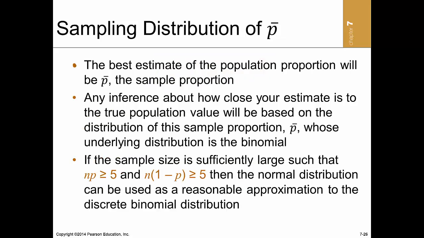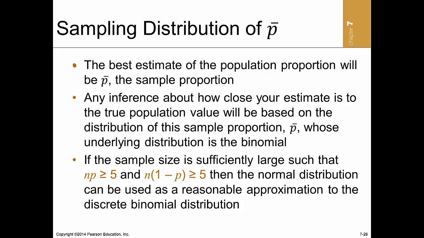In many instances, you'll be interested in determining the proportion P of all items in a population that possess a particular attribute. The best estimate of a population proportion will be p-bar, the sample proportion. However, any inference about how close your estimate is to the true population value will be based on the distribution of the sample proportion p-bar, whose underlying distribution is the binomial. However, if the sample size is sufficiently large such that n times P is greater than or equal to 5, and n times 1 minus P is greater than or equal to 5, then the normal distribution can be used as a reasonable approximation to the discrete binomial distribution.